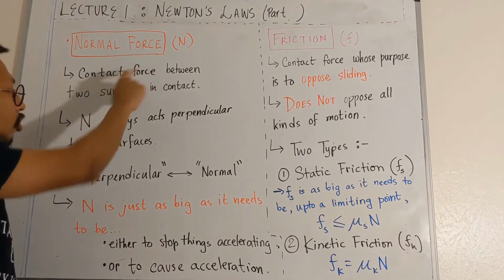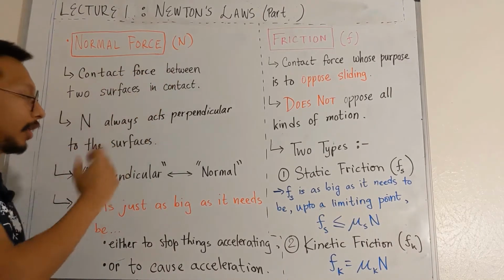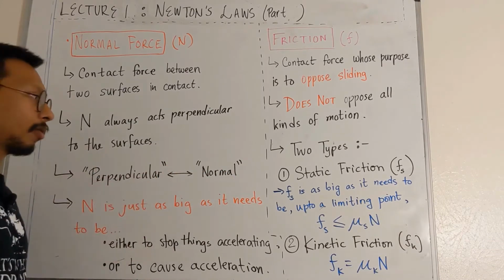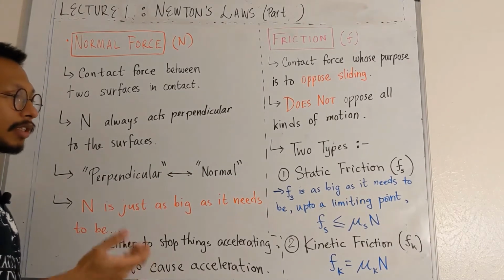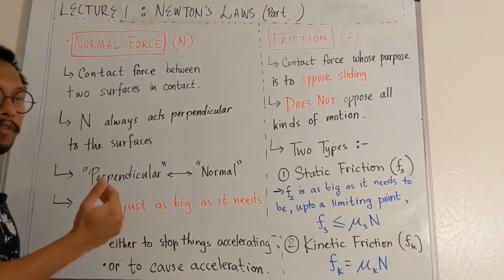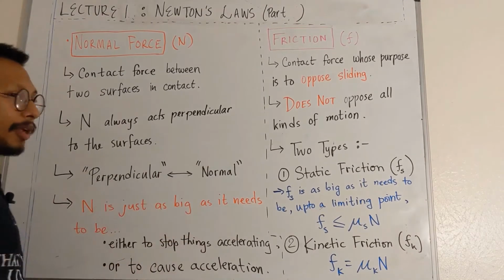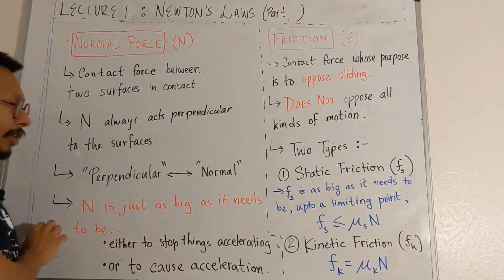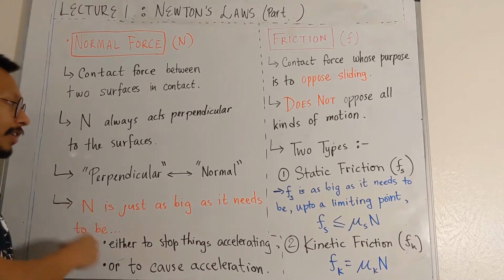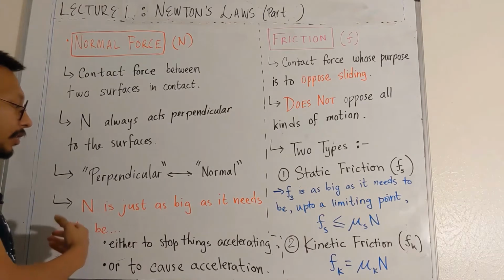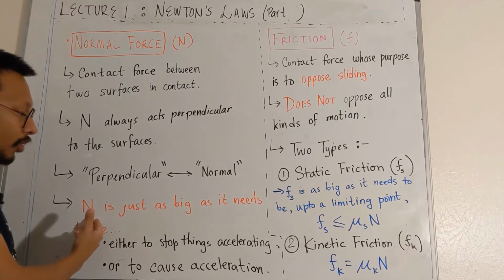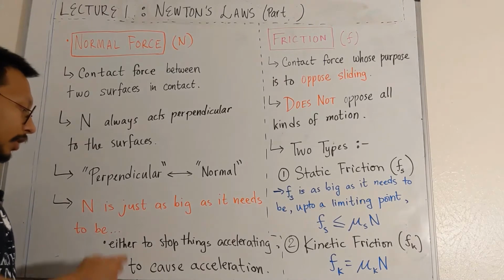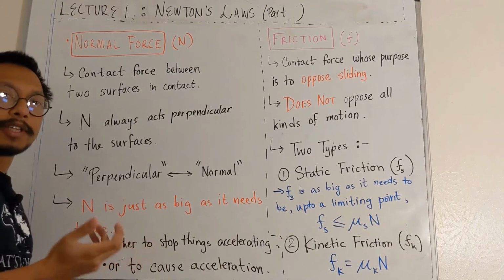And why is it called a normal force and denoted with capital N? Because mathematically, normal is just another word for perpendicular. So since the force is always perpendicular to the surfaces in contact, we term it a normal force. There's a statement in understanding normal forces that N, or normal force, is just as big as it needs to be. For what? Either to stop things from accelerating.